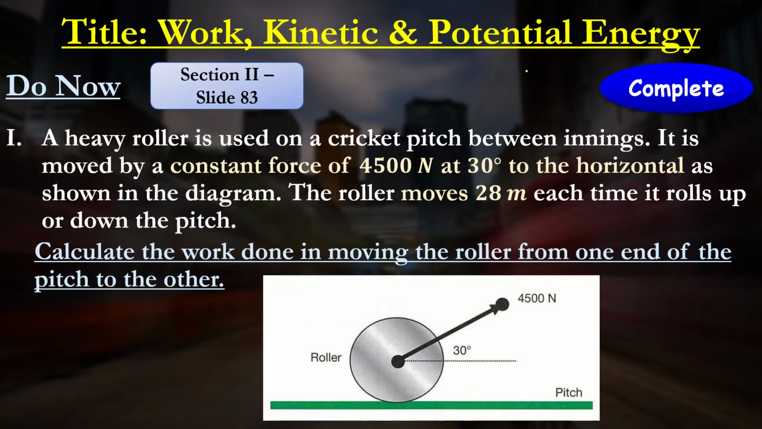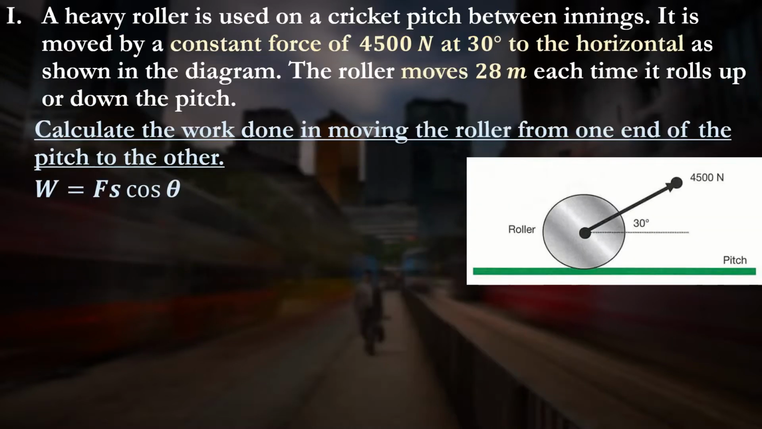Before we start, we need to complete a do now question. It says a heavy roller is used on a cricket pitch between innings. It is moved with a constant force at an angle, as in the diagram we see here, and we roll it for 28 meters. So what is the work that we've done whilst rolling this roller?